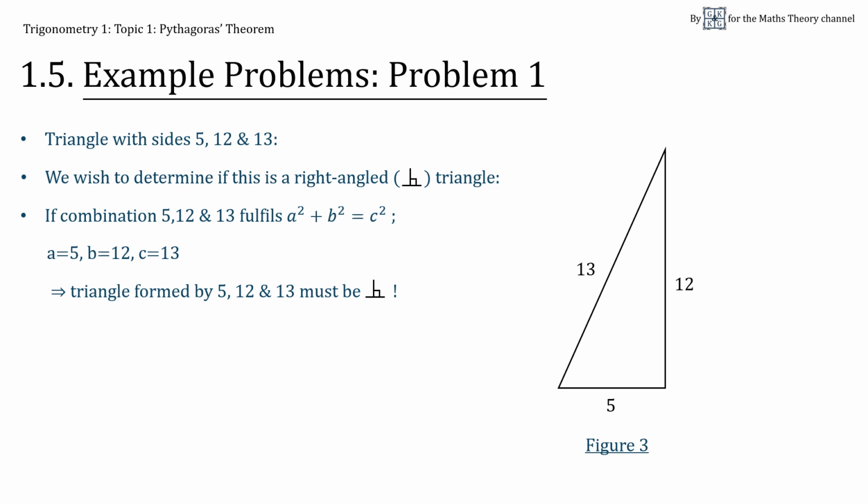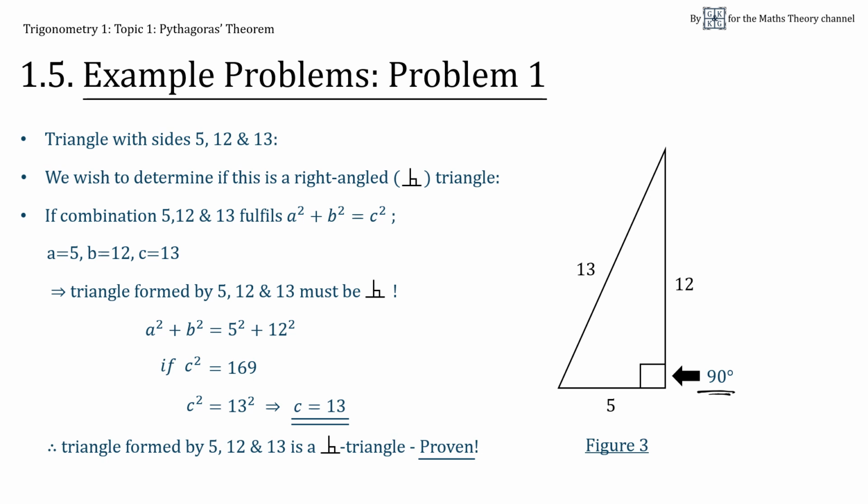So let's investigate. If a is 5 and b is 12, then 5 squared plus 12 squared would equal 169. Suppose we take this value to be c squared. We know that 169 is 13 squared. So c squared equals 13 squared, and therefore c equals 13. Hence, Pythagoras' theorem is in fact fulfilled and the triangle is indeed proven to be right-angled.